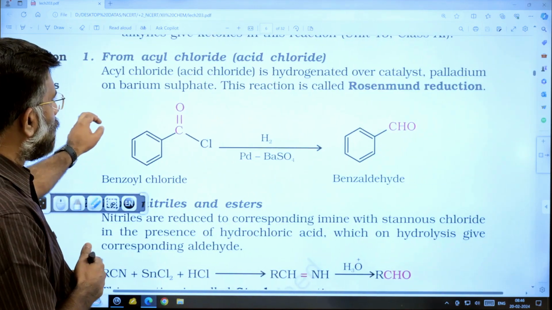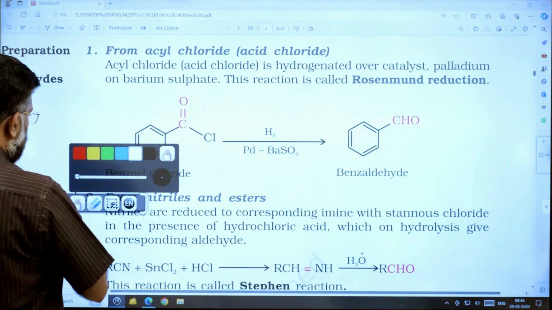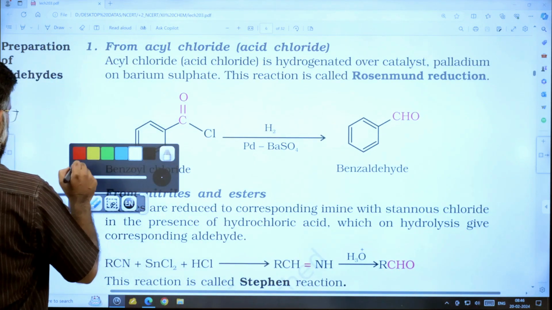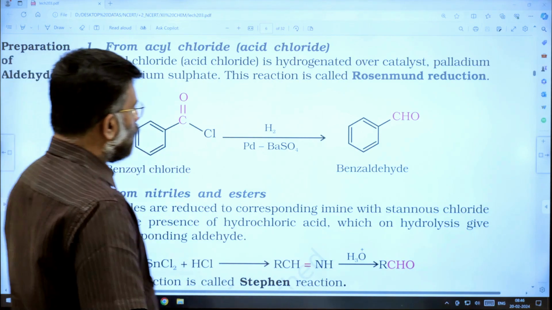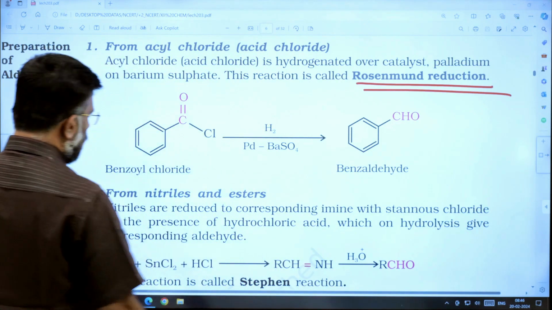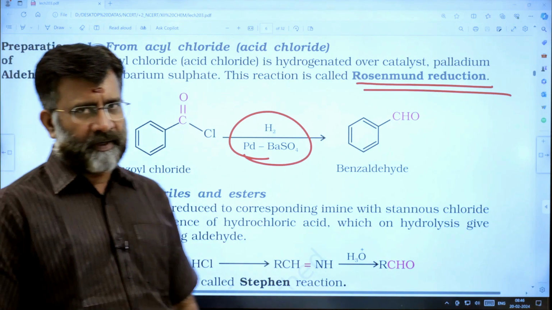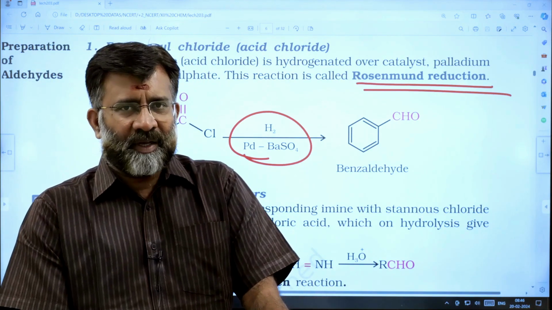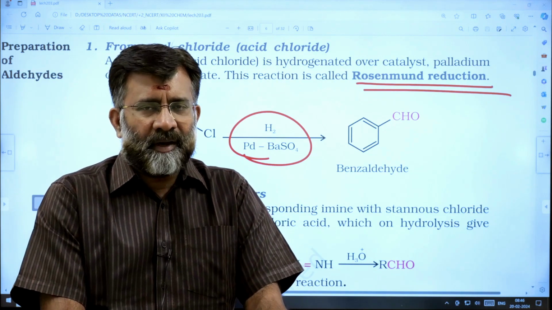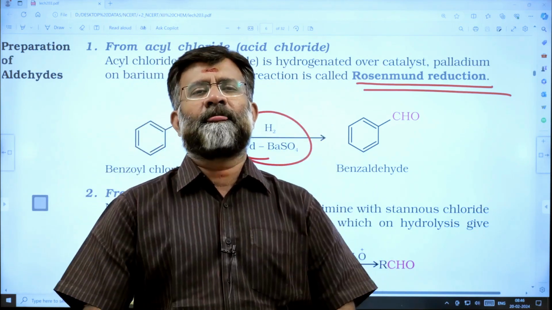Now comes the very popular, very famous reaction, preparation of aldehyde from acid chlorides. Very, very popular reaction, the so-called Rosenmund reduction. Acid chloride treated with hydrogen with the palladium barium sulfate. Palladium added with the barium sulfate, added with a slight bit of sulfur or quinoline or calcium carbonate or carbon. The catalytic activity of palladium controlled.